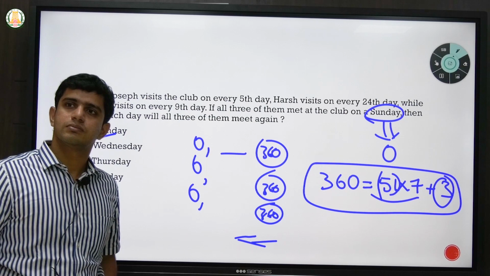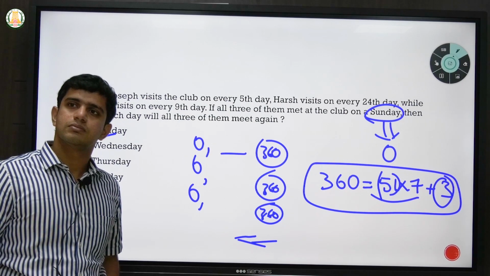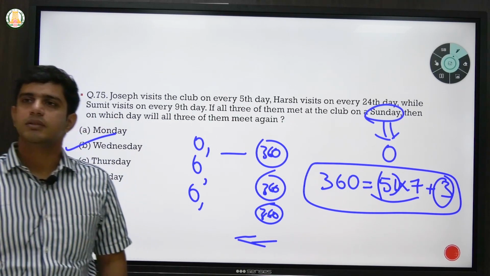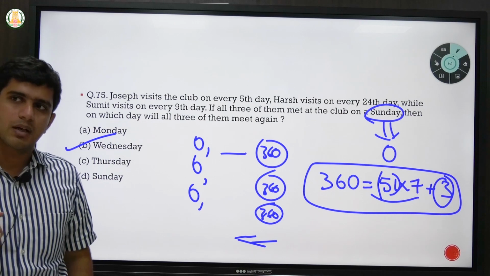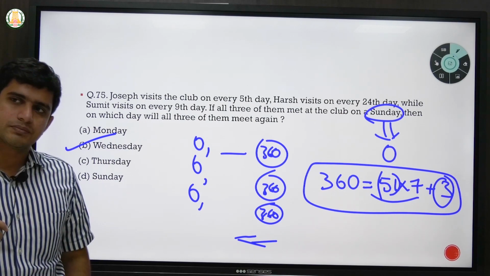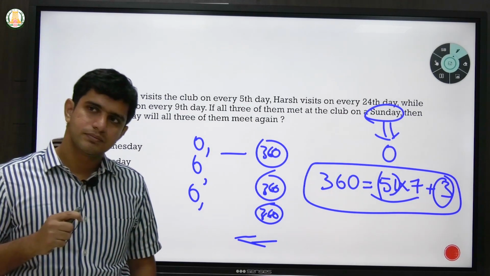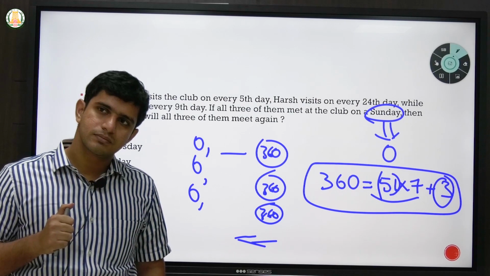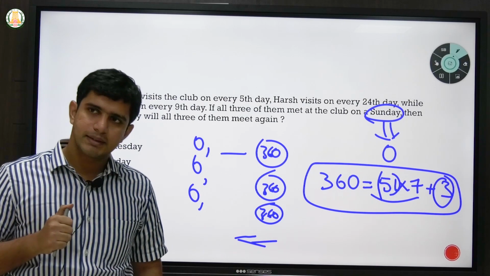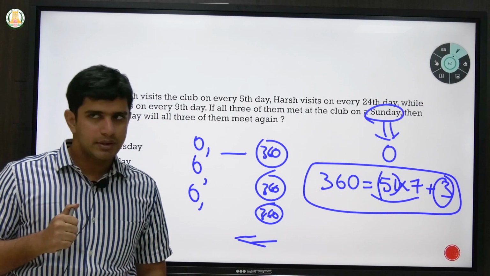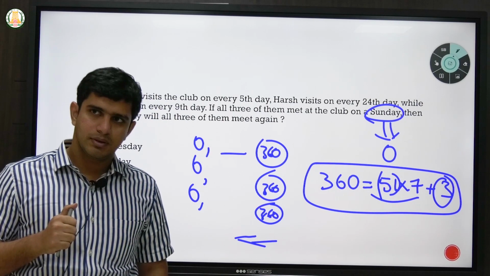If we find the LCM, we straight away go 360 divided by 7, we will get the remainder 3, which is less than 7. After finding the LCM, we get 360 as LCM. After that, 360 divided by 7, we get the remainder, so we can conclude from that.